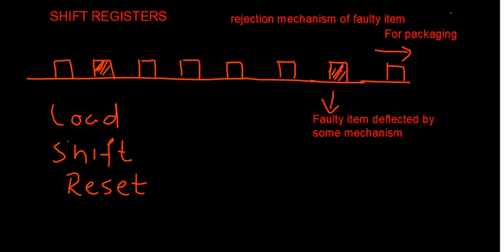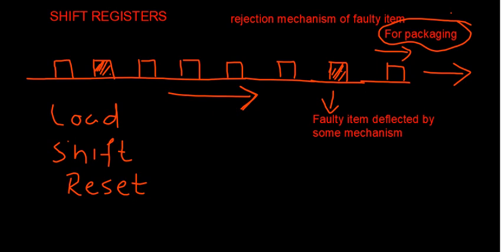So now this is the conveyor belt over which let us say some items keep moving for the packaging purpose or something like that. So as long as the items are healthy, they will be deflected in this direction for the purpose of packaging. But if the items are found to be unhealthy or faulty, you may have your own mechanism to identify that. I am not discussing how you would identify a faulty item here, right?